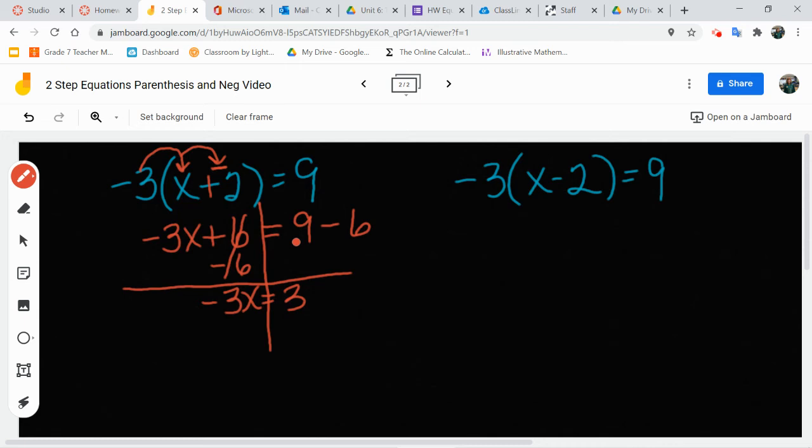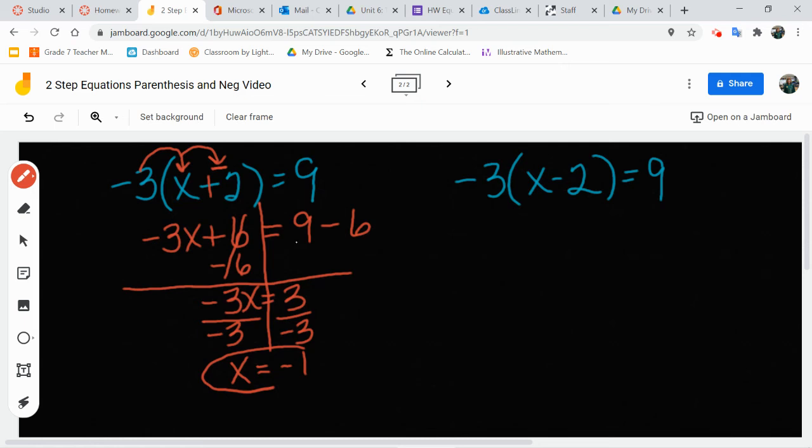Now, I'm going to divide both sides by that negative 3. Remember, when you multiply or divide, that negative comes with you. You don't leave it. I hear a lot of people say, I'm going to divide by 3. Nope, you're going to divide by negative 3. So we're going to divide both sides by negative 3. When we do that on this side, you've got two negatives. That gives you a positive 1. So your x is 1x, isolated, equals. On this side, we've got 1 negative. So that means we're going to have a negative answer, negative 1.